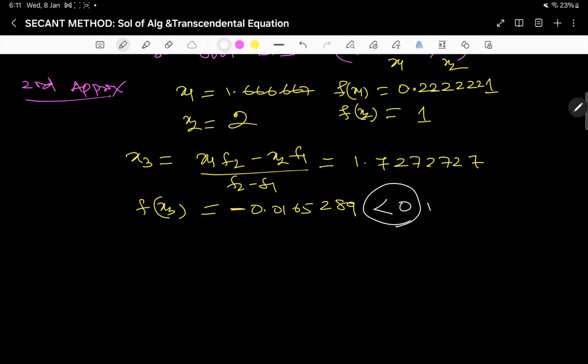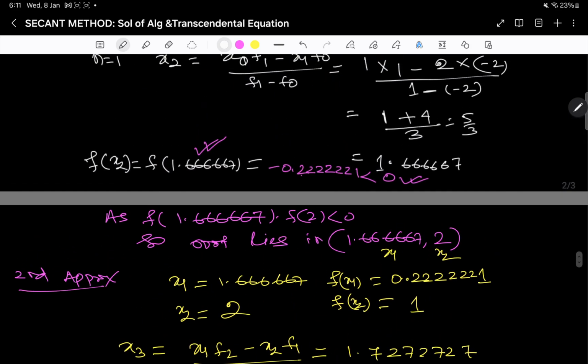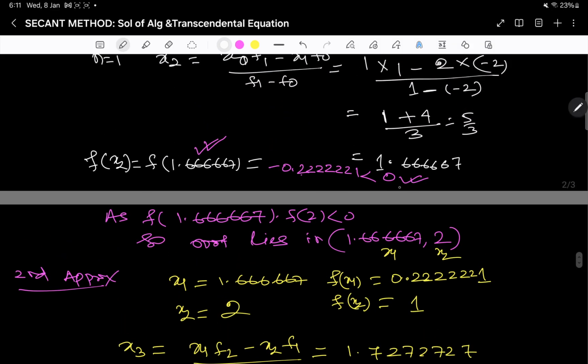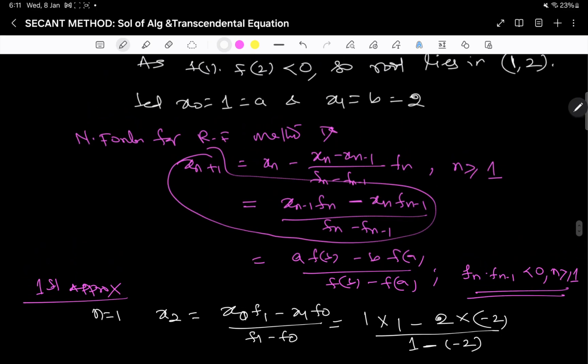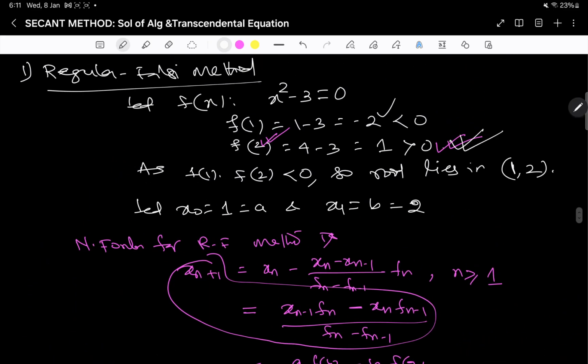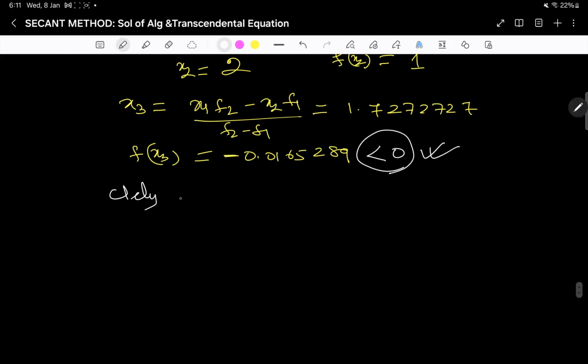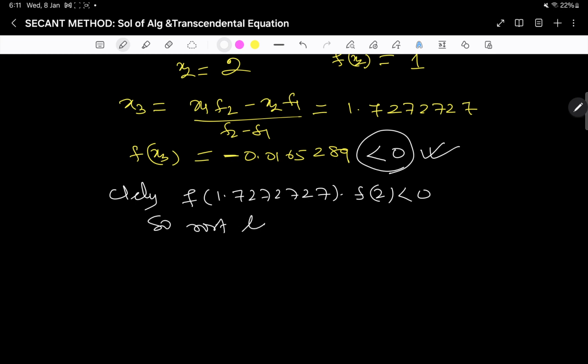Since this is negative, we search for the immediate positive. This is negative, this is negative, this is negative, and my immediate positive is here. So f of 1.727227 into f of 2 is negative. So the root lies in 1.727227 comma 2. In this interval the root will lie.